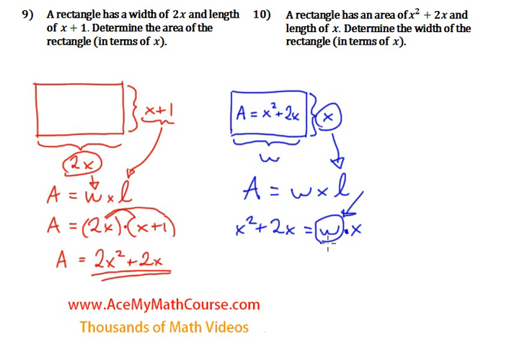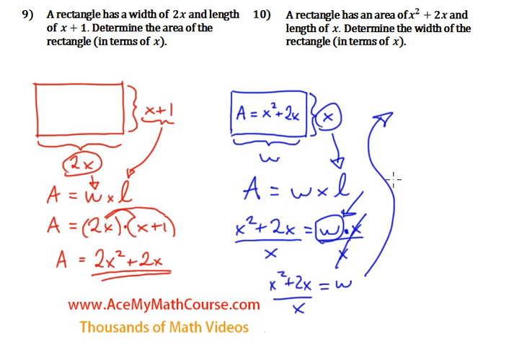What can we do? We can divide both sides by the length, which is just x. Now the x's cancel out over here, and the width will be equivalent to x squared plus 2x over x. We can simplify that a little though. I can split this up into x squared over x plus 2x over x.